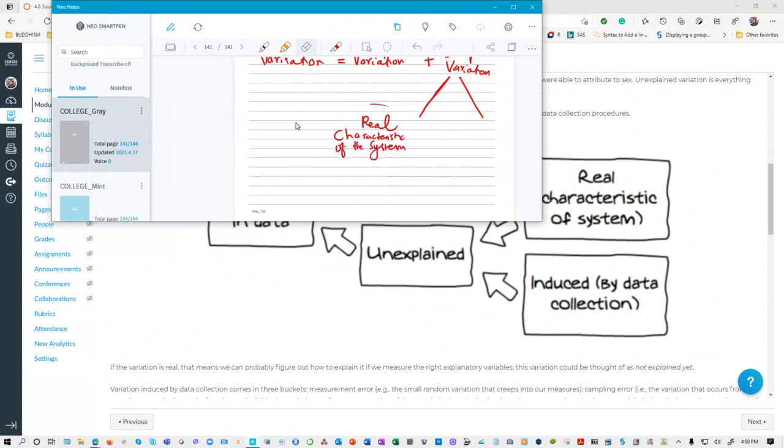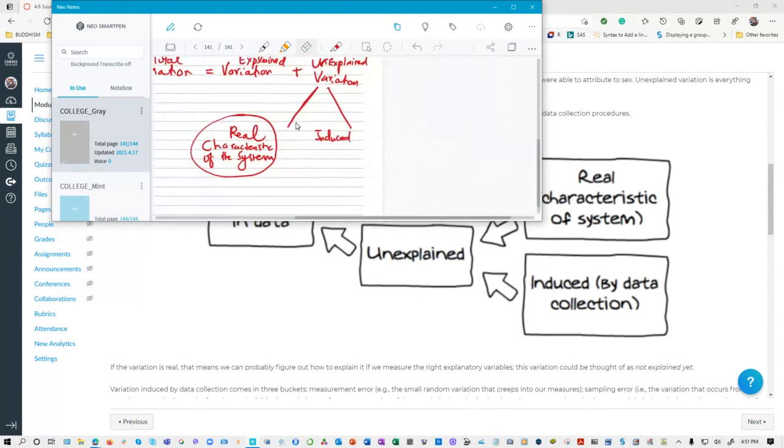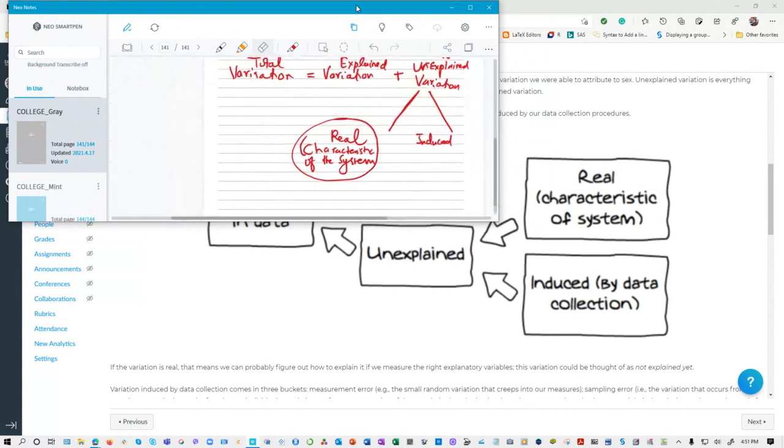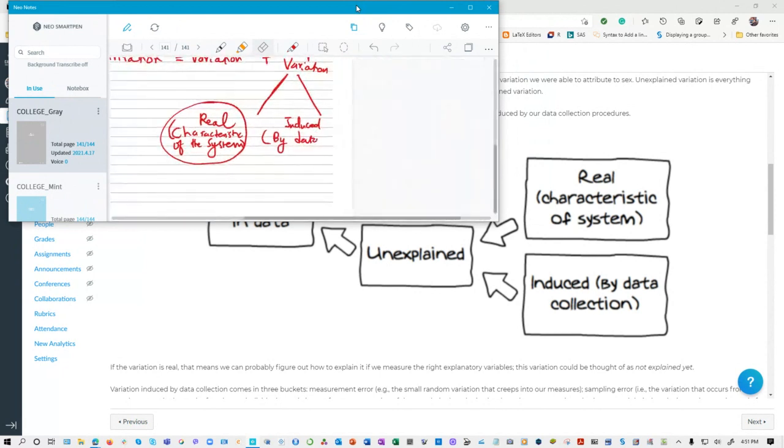System by which you measure that particular variable. The other one is induced by the data collection. The real ones are the characteristics of the system. Induced means by data collection. It came by the data, induced by data collection.